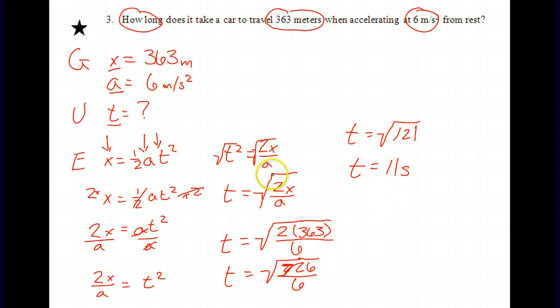Now, if we go back and look at y with units, this 363 really is going to be in meters, and this is in meters per second squared. So if we just look at the units, we're going to be doing the square root of meters on top and meters per second squared on the bottom. Well, the meters cancels out, and that gives us seconds squared on the bottom, which is the same as flipping it to the top. So it's really the square root of seconds squared, which is seconds. And that's where we get that unit seconds from there. So your answer would be 11 seconds.